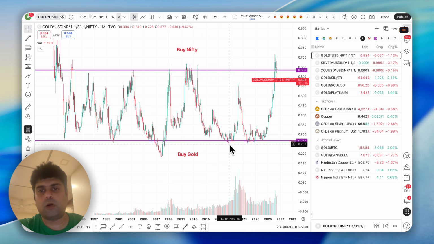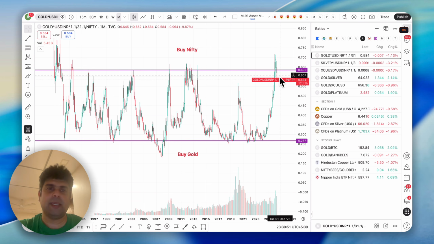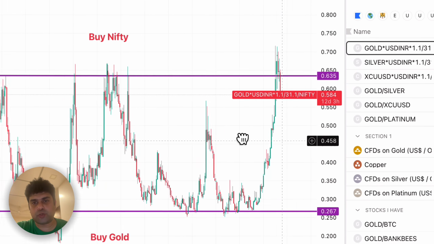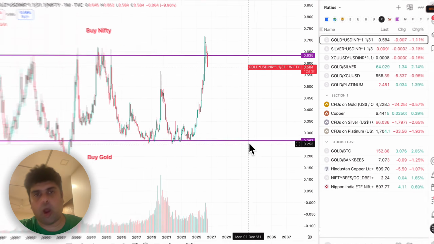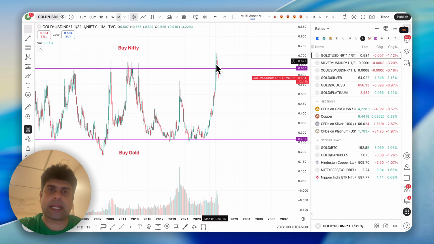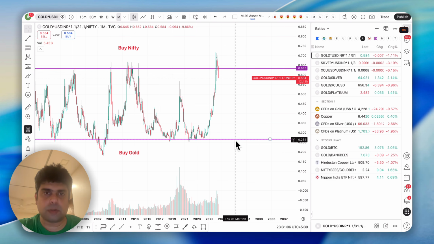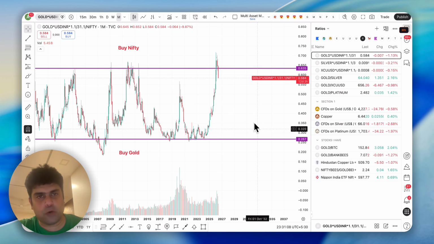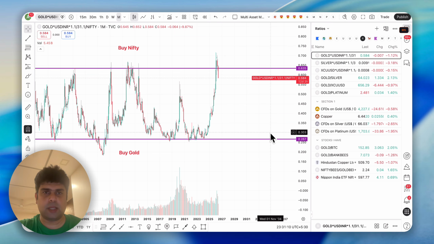So right now, what it looks like is, it is not necessary that gold will go down. Gold might stay where it is for a very long time until this particular ratio chart comes towards the opposite side. So let's say that can happen in 1 year, 2 years also. It is possible. It can happen in 4 years. It can happen in 8 years. But the point is, gold will start becoming very slow in terms of its movement.